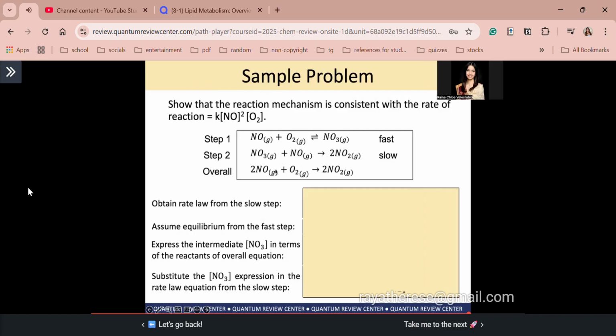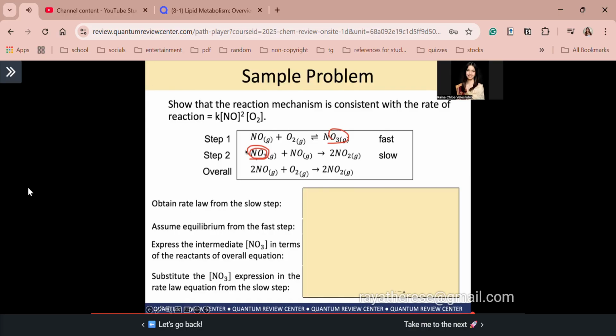So, anong sabi ko, guys? Hanapin muna natin ang intermediate, di ba? So, tingnan nyo ang inyong overall reaction equation. You have NO, O2, and the formation of NO2. Oh, guys, ano yung wala dito? Any guess? Okay, wala tayong nitrogen trioxide, right? Wala tayong NO3 sa ating overall equation. It is being formed and being used up in the reaction mechanism. Therefore, NO3 is your intermediate.